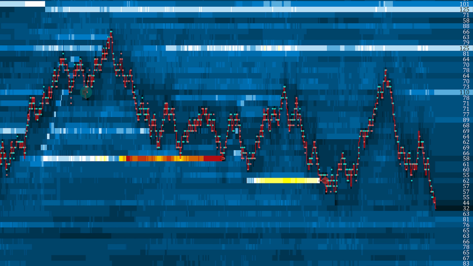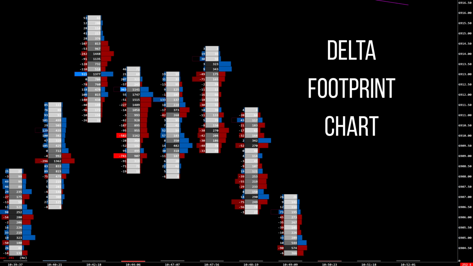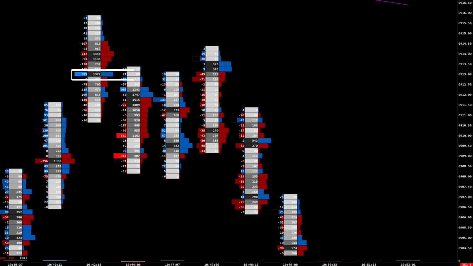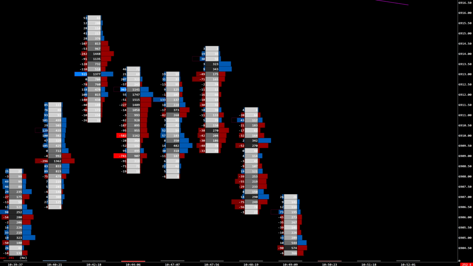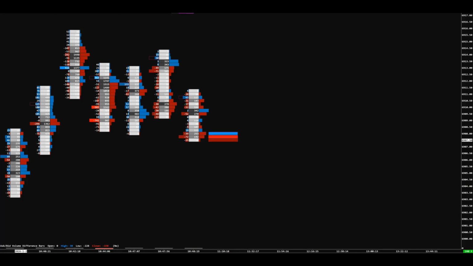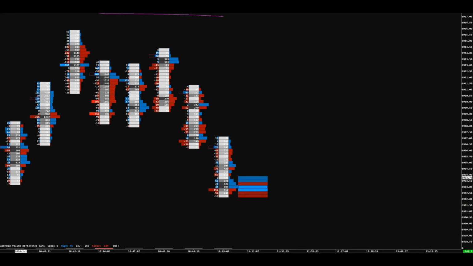Another way to see the buying and selling activity is through a delta footprint chart. Here is the activity we've been discussing, and here we can also see an excess high, which is a high that's rejected quickly, leaving low volume, signaling active selling. With this information, it's clear that sellers are defending the previous low of day, and this is the information that justifies our short setup.